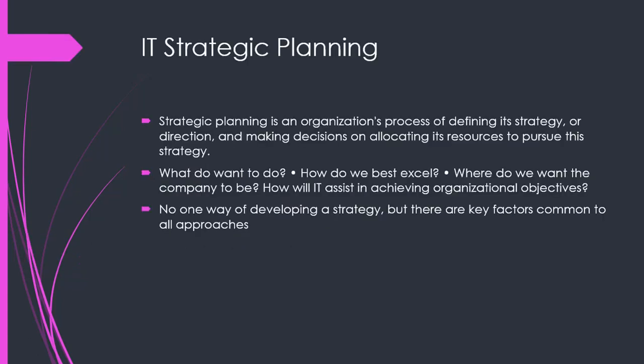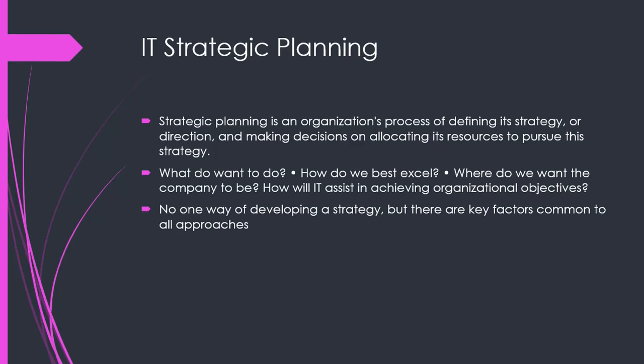So what generally is strategic planning all about? Strategic planning is about an organization coming up with the direction or the plan that they want to adopt for the next 3 to 5 years, or whatever period of time that they define. Based on that strategy or plan, they then make decisions on how they're going to allocate their resources to make sure that they fulfill and achieve that strategy.